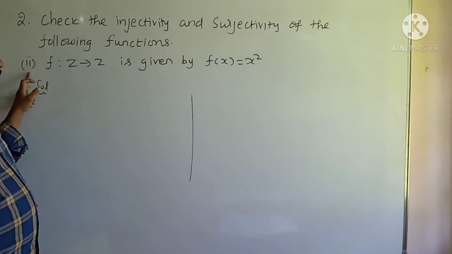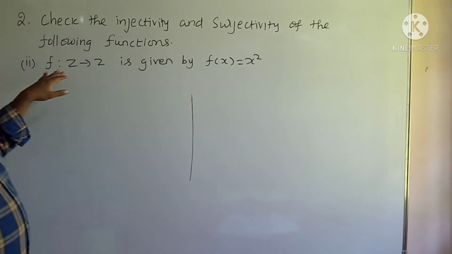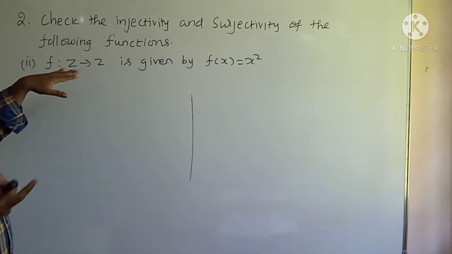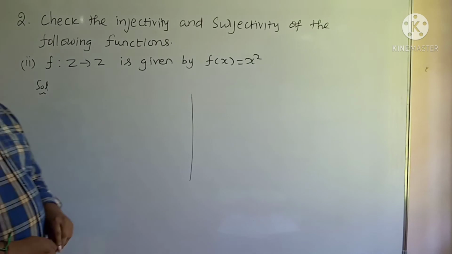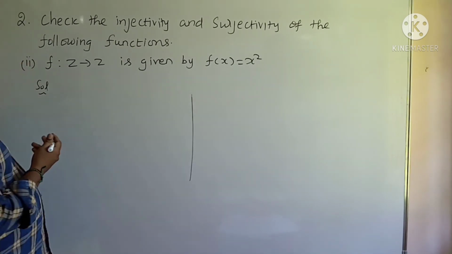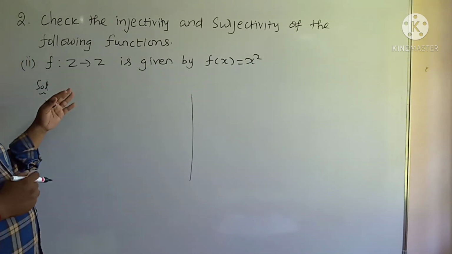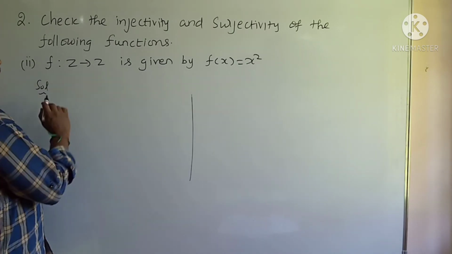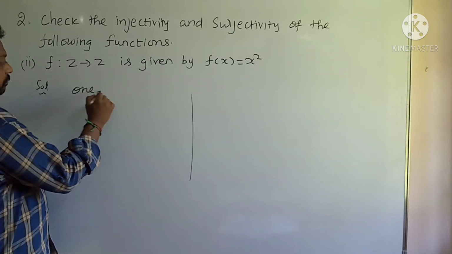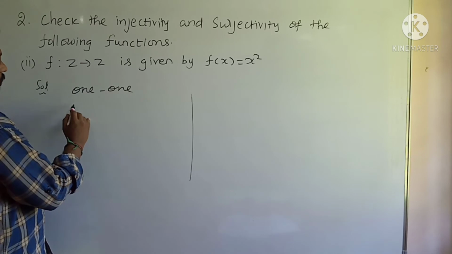So coming to the second Roman, the function is the same, but the domain is changed from N, natural numbers, to integers. Fine. So what is integers? All the whole numbers and their negatives, including 0. Okay. So first we will check for one-to-one.